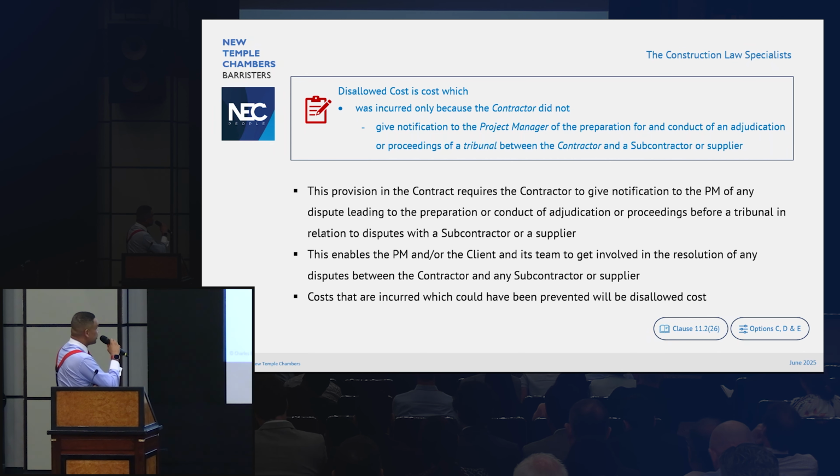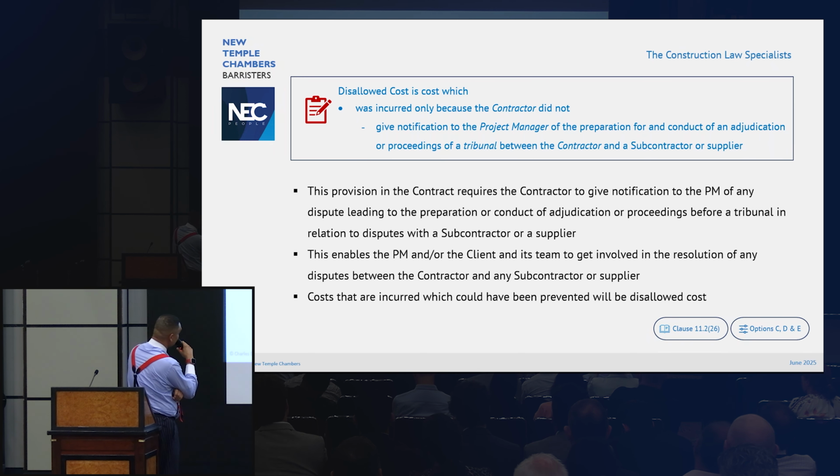Dealing with dispute resolution and disputes, this is an interesting one. To give notification to the project manager of the preparation for and conduct of adjudication between the contractor, a subbie or a supplier.